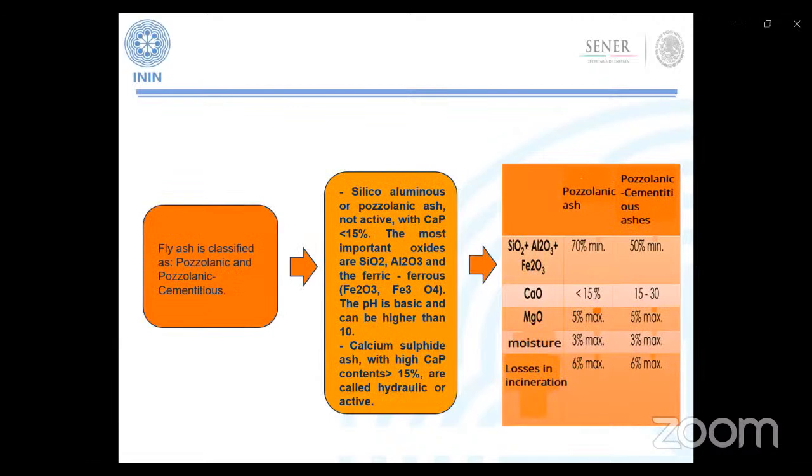Among the several ashes, the silico-aluminous or pozzolanic ash, also known as bituminous, is not active, with calcium oxide less than 15%. The most important oxides are silicon oxide, aluminum oxide, and ferric oxide. The pH is basic and can be higher than 10. Lignite sulfo-calcic ash has a high calcium oxide content greater than 15% and is called hydraulic or active.